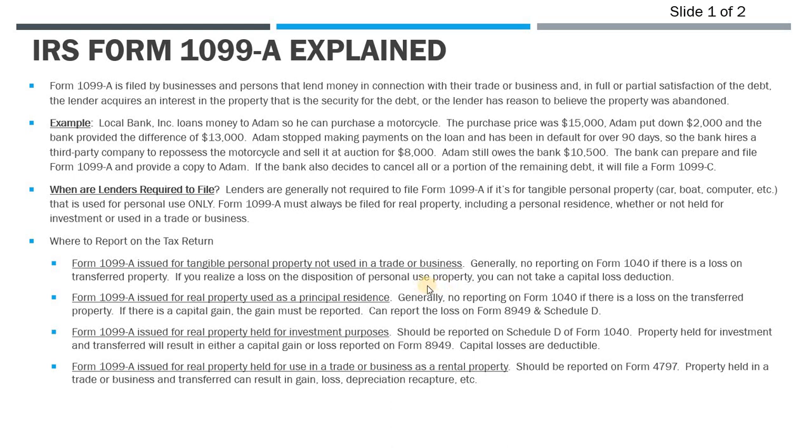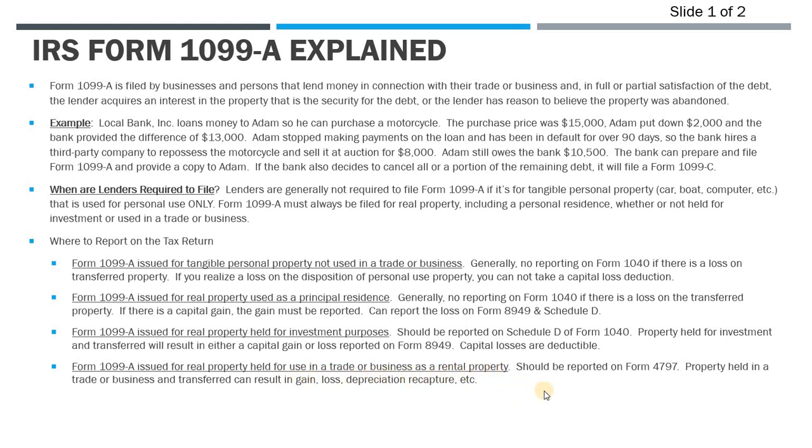And you also don't report anything because losses on the sale or disposition of personal use property are not capital losses. You can't deduct those on your tax return. But in contrast, what if we had a 1099-A issued for real property that was used as a rental?